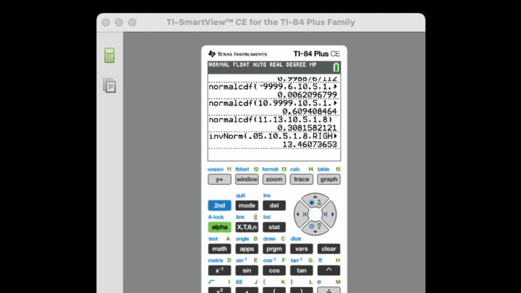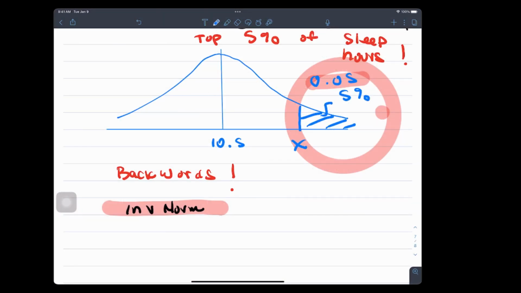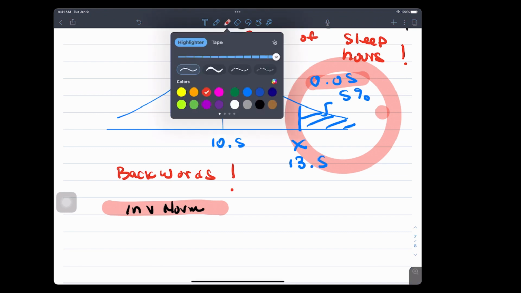Go out to the nearest tens here. What number is this? 13.5. Did you guys see that? What do you think that means? That this X value is 13.5.